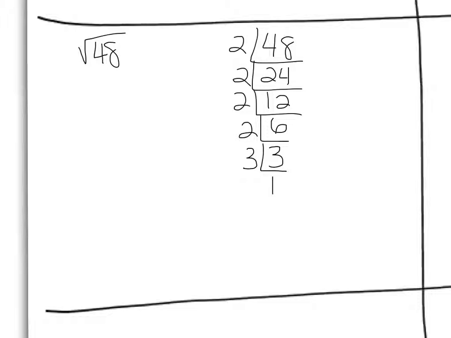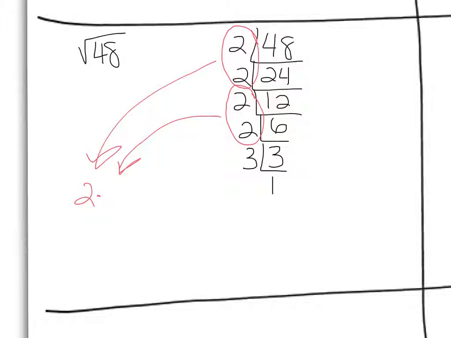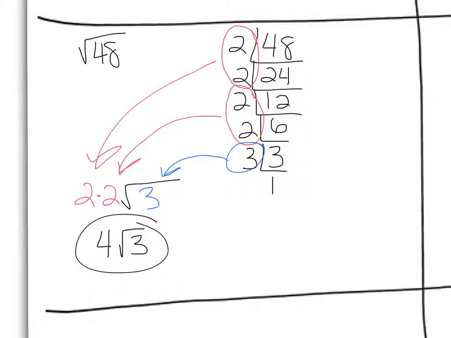Alright, hopefully your cake looks like this. Remember, we want to go through and circle pairs. Now I notice I have a pair of 2's, and look, I have another pair of 2's. This pair of 2's gives me a 2 on the outside of my square root. This pair of 2's gives me another 2 on the outside of my square root. Then on the inside, we're going to put anything that is left over, which is a 3. So my simplified square root is 4 square roots of 3.